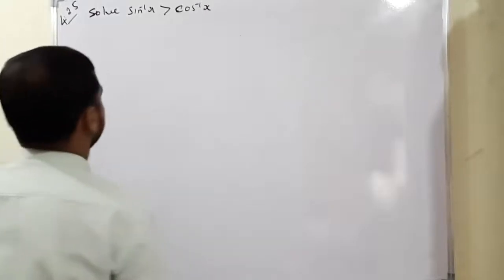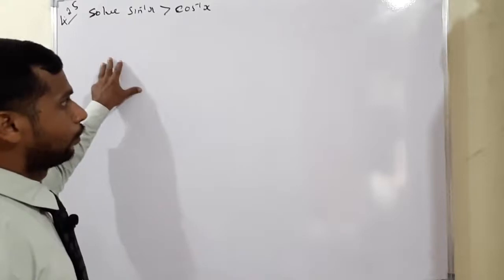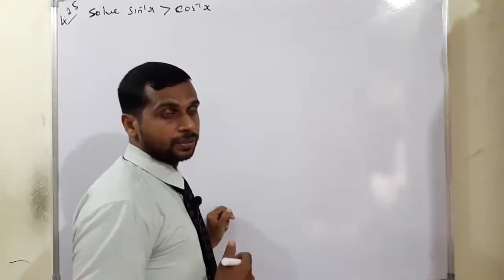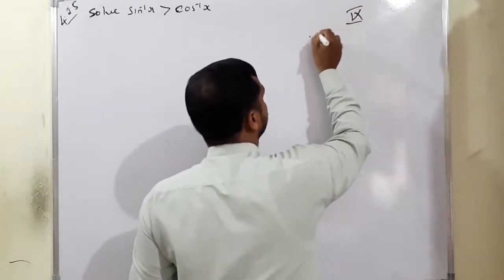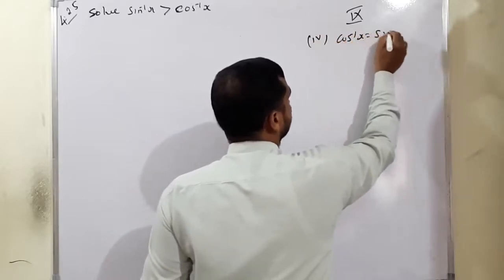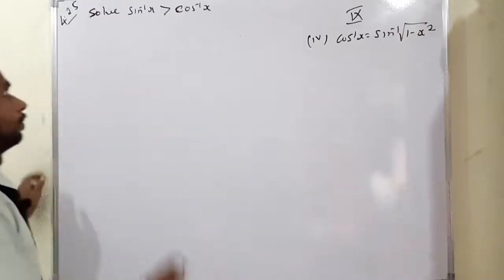Example 4.25 question: sin inverse x greater than cos inverse x. Before moving to the question, in your book, properties of inverse trigonometric functions. Property number 9, subdivision 4 gives one of the important properties: cos inverse of x is equal to sin inverse of square root of 1 minus x square.